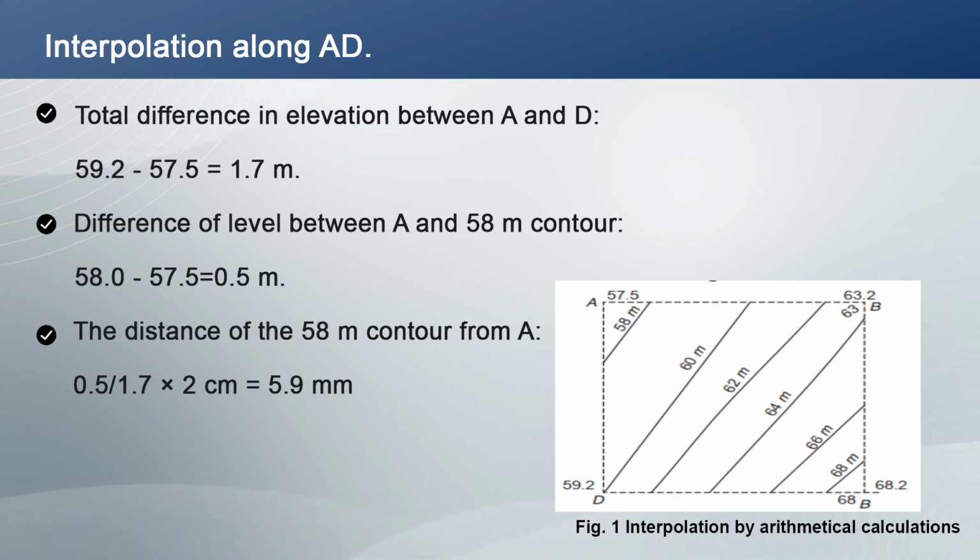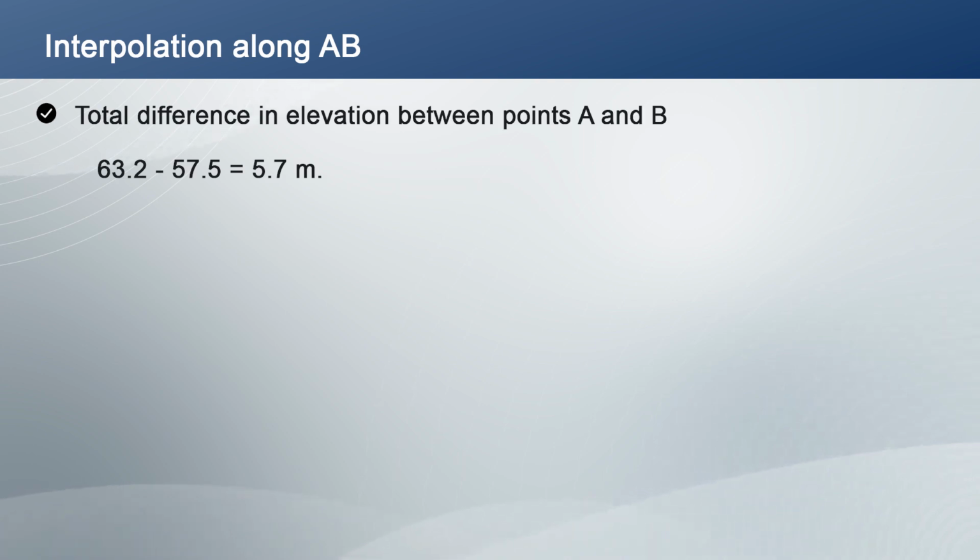Here the total difference in elevation between A and D is 59.2 minus 57.5 equal to 1.7 meter. The difference of level between A and 58 meter contour is 58 minus 57.5 equal to 0.5 meter. Hence, the distance of the 58 meter contour from A equal to 0.5 divided by 1.7 into 2 centimeter equal to 5.9 millimeter. Again, interpolation along AB.